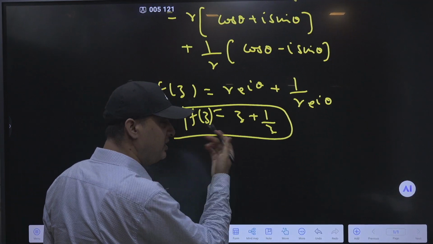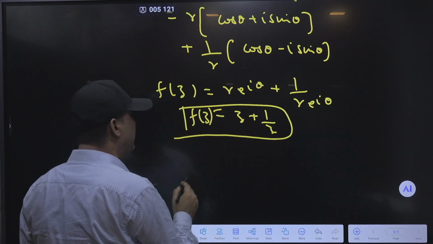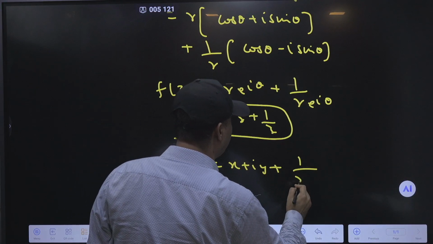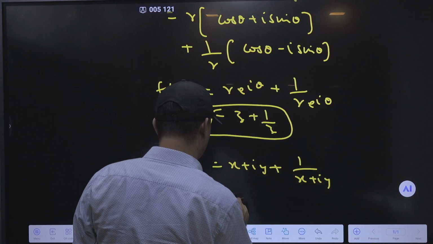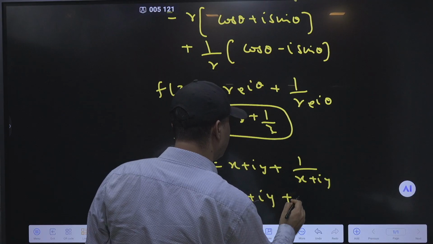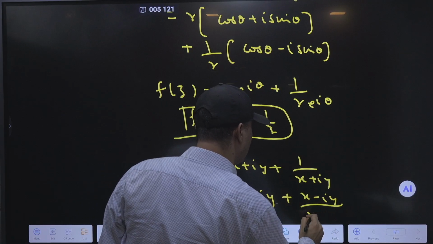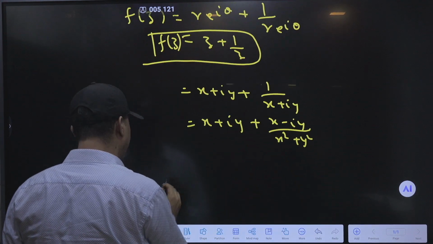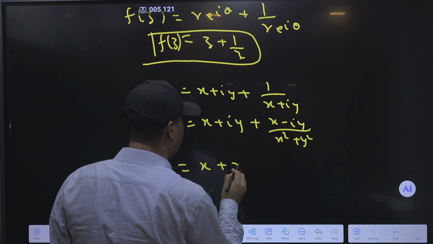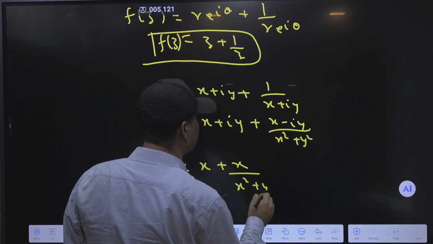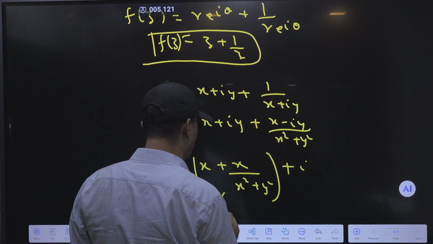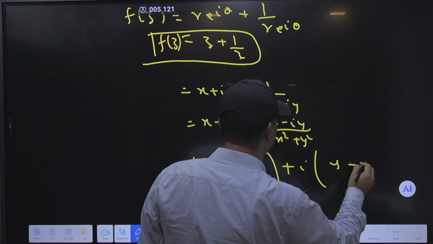If v is given, find u. So I have developed it into the Cartesian form, which I can write as x plus iy plus 1 by x plus iy. So this is your x plus iy plus x minus iy upon x square plus y square. So you can write this as x plus x upon x square plus y square, this is the u and this is the v.